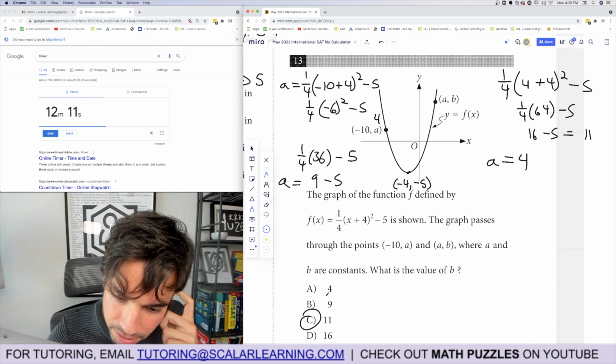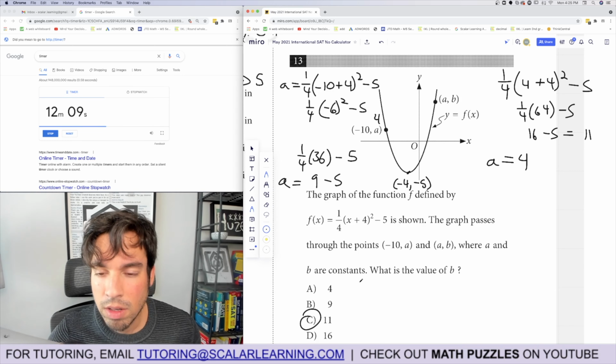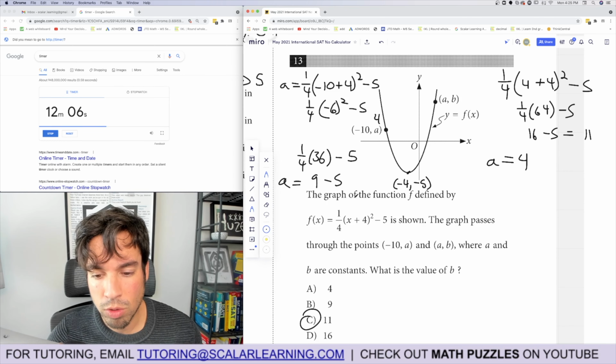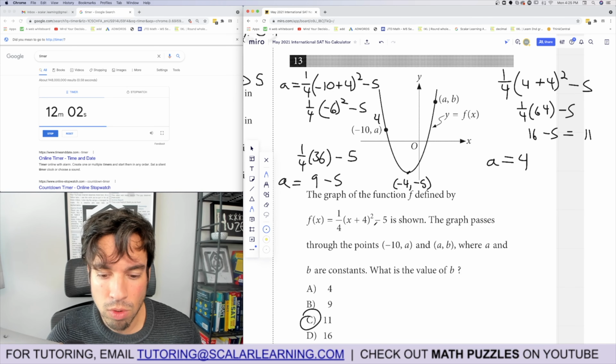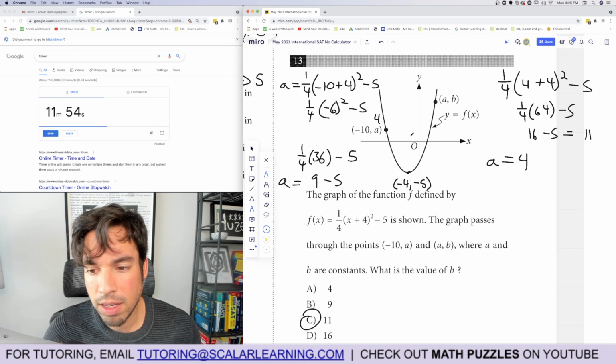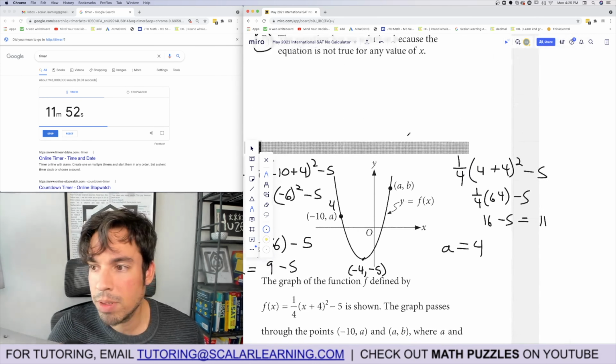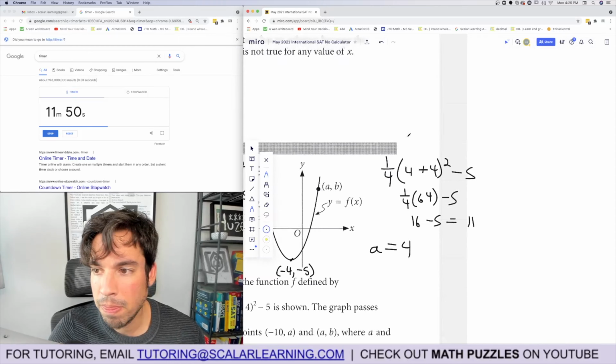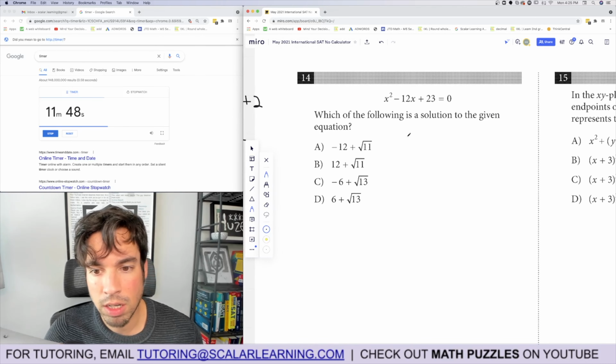They also have the a value here, so let's see, it's pretty sneaky. Let me just make sure. I'm going to do a mental double check real quick because it's a complicated question. 36, 9, 4. So a is 4. 4 over here, and I'm getting 11. And yeah, it all looks right, so we're happy. Circle 11. All right, 14, 11 minutes, 12 minutes to go.